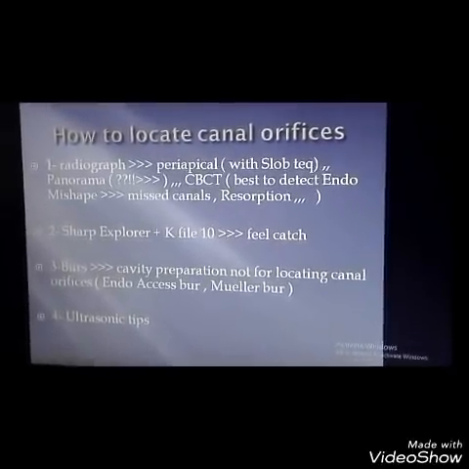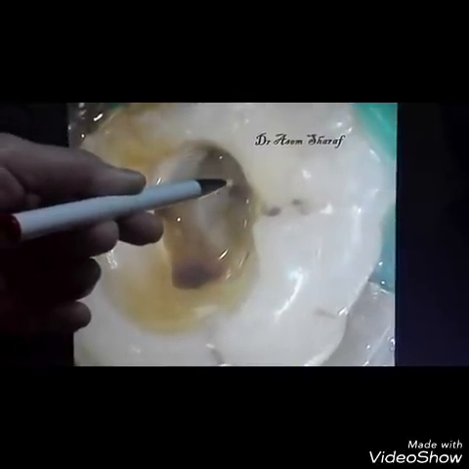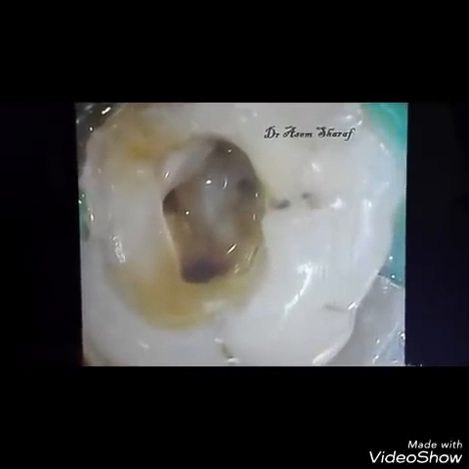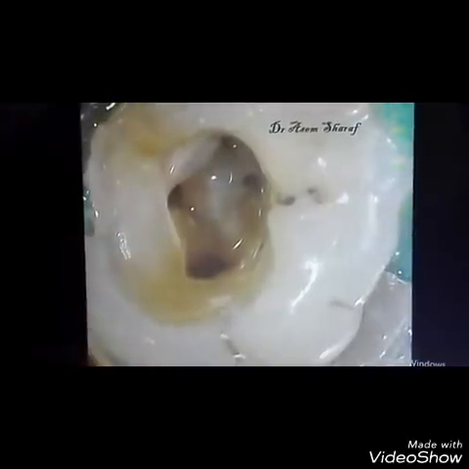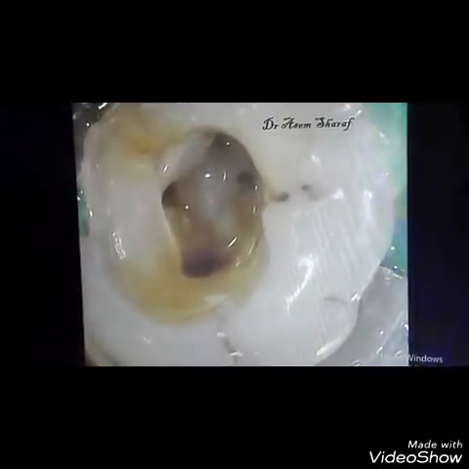What about Sharp Explorer and K file 10? Look at this one. This is an upper six. This is the access cavity. Most important thing for what? Here, this MB2. If I want to locate it with Sharp Explorer and K file 10, just probe from the MB1 canal orifice down by 2 to 3 millimeters. If you feel a catch, at this point you should imagine that this is my area, this is the MB2 canal. And slowly, with K file 10, try to insert a little bit without pressure, very small, very slowly, step by step. Don't jump to rotary files.